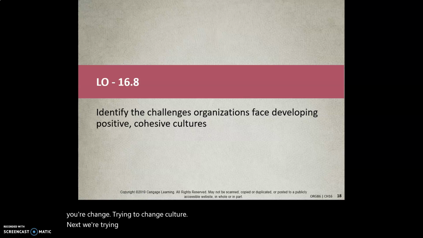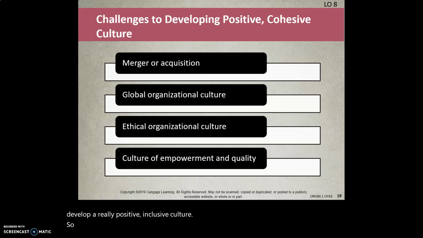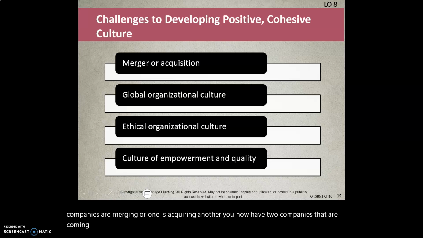Next we'll look at identifying challenges organizations face when trying to develop a really positive and cohesive culture. So these are some situations where that can be a problem. If two companies are merging or one is acquiring another, you now have two companies coming together and they have different cultures. And so it can be really hard to mesh those two together to create a new positive and cohesive culture.